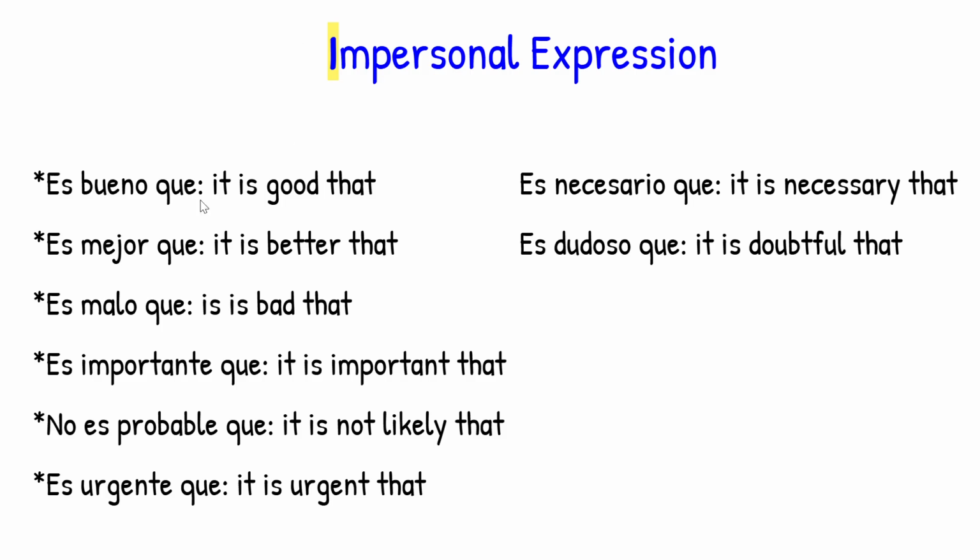There's not a person. Es mejor que. Es malo que. Es importante que. They all have es. Now here's one that says no es. No es probable que. It is not likely that. If I were to say es probable, it is likely, I would not be using subjunctive. Okay? Es urgente que. Here's some from Unit 4, Unit 13. Es necesario que. Es dudoso que. Now you'll see dudoso in another group. These words can be used in different groups.